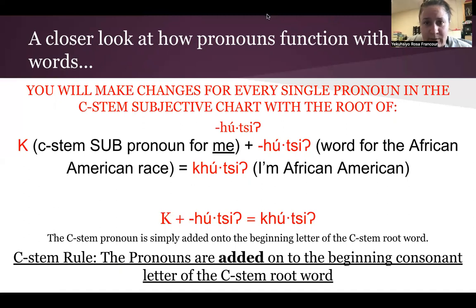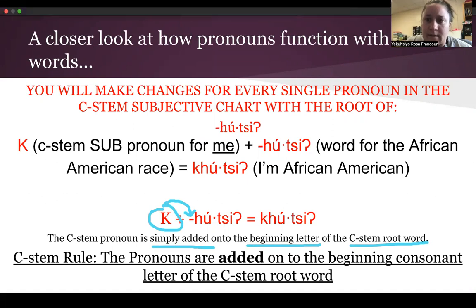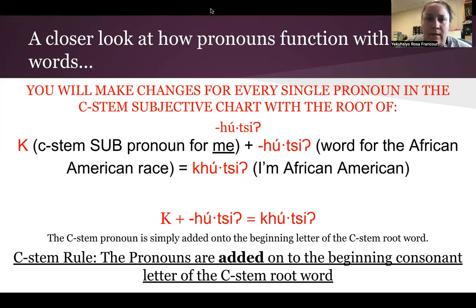Okay, so let me do my little drawing here. K is me. You want to say I'm African American or Black. All you do is add it. There's no replacing. You just add it right where this dash is. Just slap it right on there. It's right at the beginning. So then that's how you get kunji. So the C stem pronoun is simply added onto the beginning letter of the C stem root word. That's it. C stem rule: pronouns are added to the beginning consonant letter of the C stem root word. Okay, so that is pretty easy.